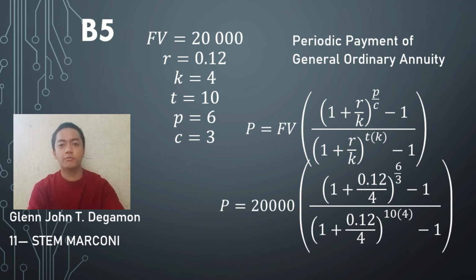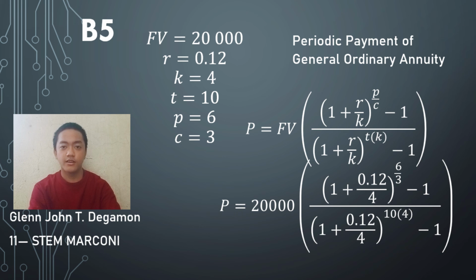Good day, Montealto. I'm Degamon from grade 11 MARCONI, and today I'll be solving question number 5 for letter B, where question number 5 asks for the periodic payment of the general ordinary annuity where the future value is given. For our future value, this will be 20,000 pesos, and our P is equal to 6, C is equal to 3, and K is equal to 4. T is equal to 10 years, and lastly for our R, this will be 0.12 or 12%.